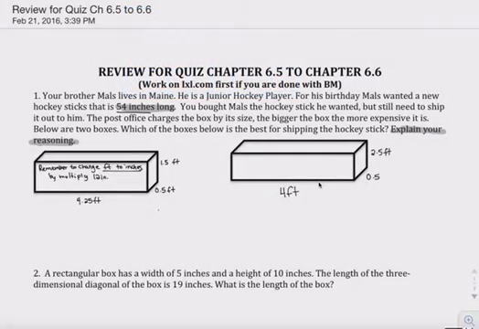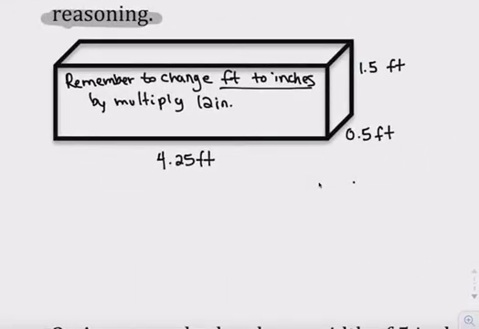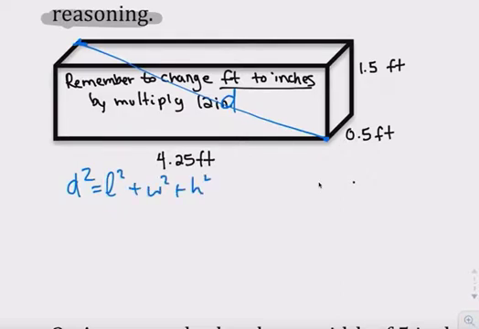So, box number one. Remember the diagonal distance right here, top back corner to the bottom front corner. That's the D we're trying to find, the distance we're trying to find, okay? So that distance squared equals the length squared plus width squared plus height squared, okay? So you get D squared equals 4.25 squared plus W, which is the width. The width is 0.5 squared plus 1.5 squared.